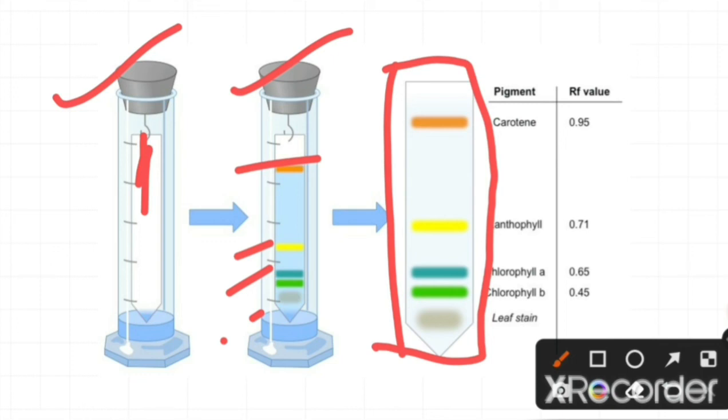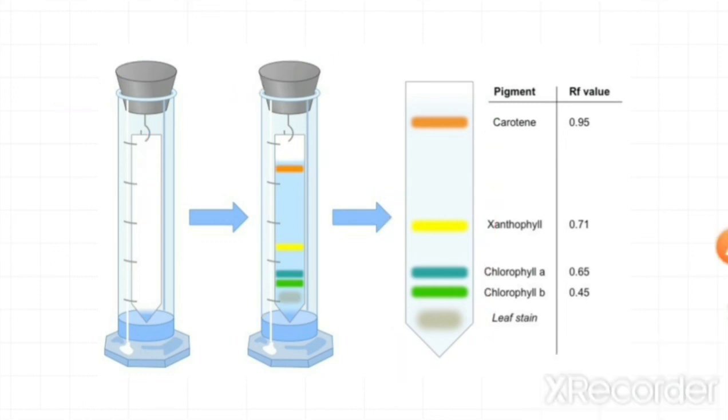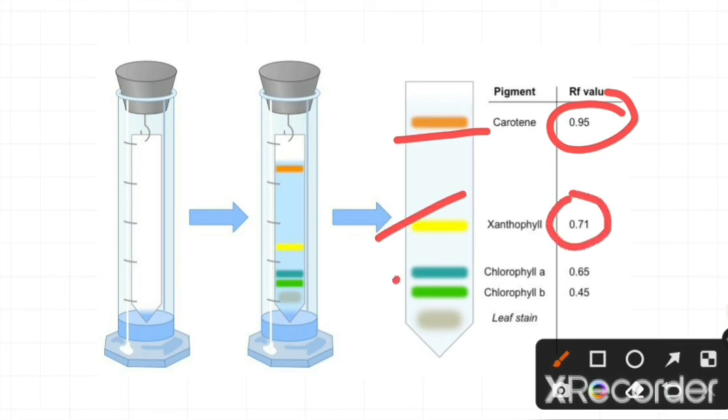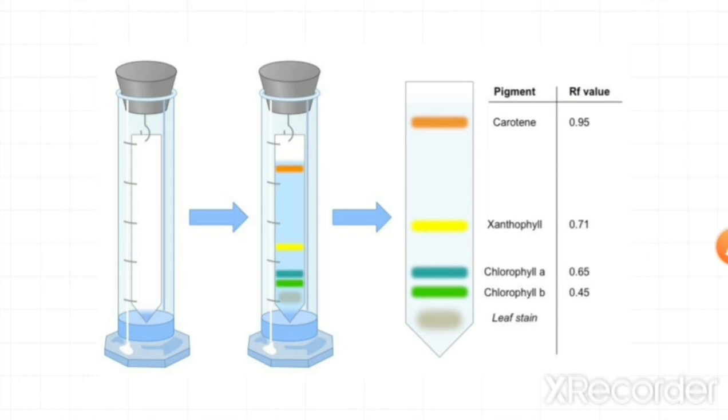After matching with the standard, we can conclude this first spot is carotene, with an RF value of 0.95. Xanthophyll is the second one, RF value 0.75. Chlorophyll A, RF value 0.65. Chlorophyll B 0.45, and this is the leaf stain. In this manner, we can separate out different molecules from a mixture of sample.